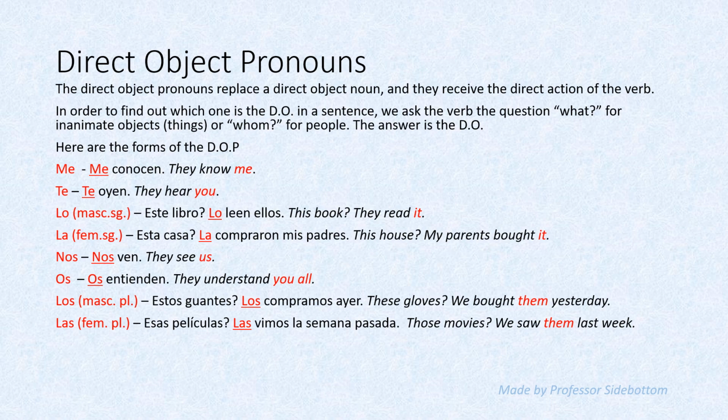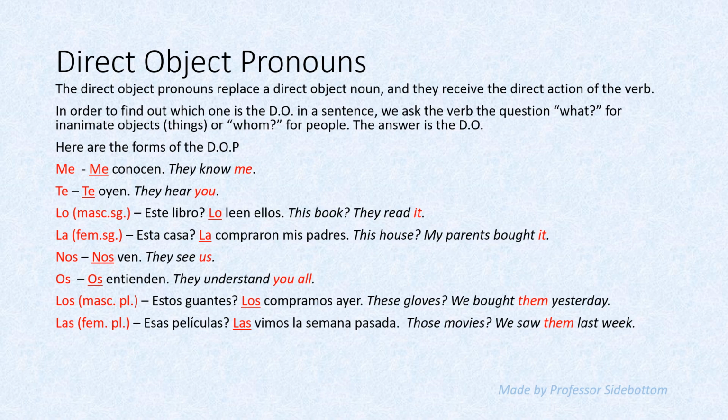And let's see the following examples. Me conocen, they know me. Te oyen, they hear you. Este libro, lo leen ellos. This book, they read it. Esta casa, la compraron mis padres. This house, my parents bought it. Nos ven, they see us. Os entienden, they understand you.